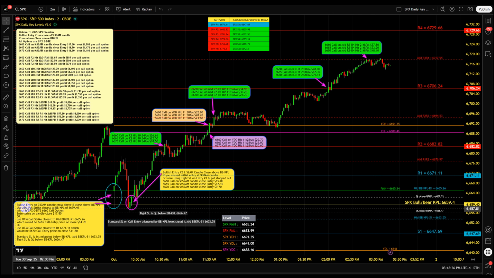Okay, as you can see, we have outlined here in this comment, bullish entry on 9:30 a.m. candle cross above and close above the BBKPL. Either use at the money call strike closest to BBKPL of 66.5940, which is the 66.60 0 DTE call option. The entry price on this candle close here, which remember is a 2-minute chart, so the 9:30 a.m. candle at the market open closes at 9:32 a.m. The entry price on this 66.60 call on this candle close is 17.80.